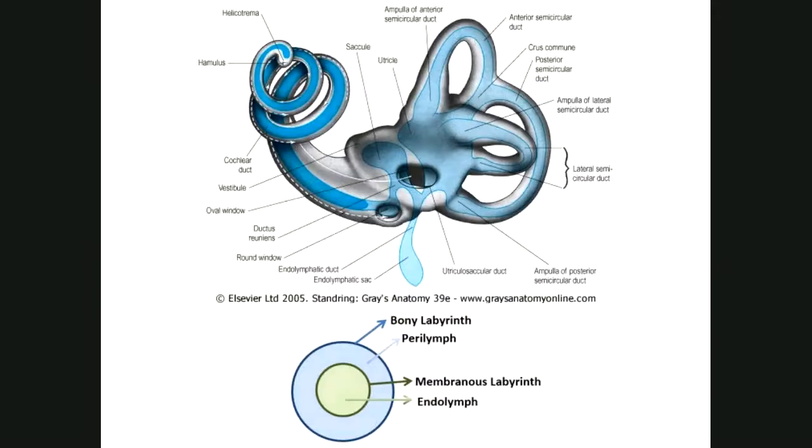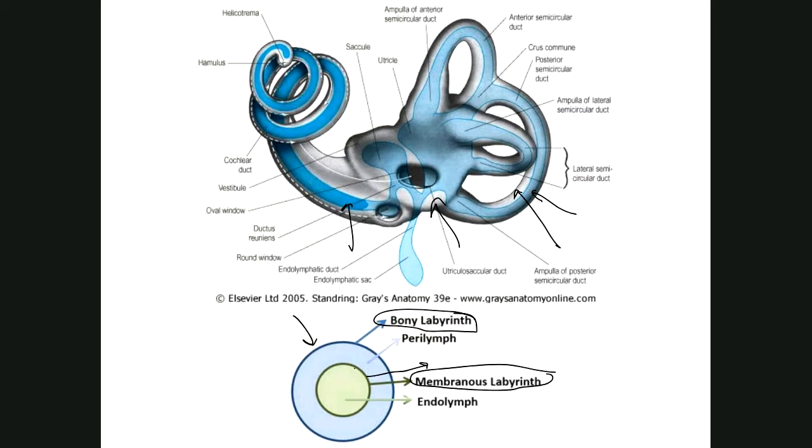Here's another picture of it. There's our bony labyrinth, and there's our membranous labyrinth. Bony labyrinth, membranous labyrinth. And if you just did a cross section through it, there's the bony labyrinth right there, and there's the membranous labyrinth right there.